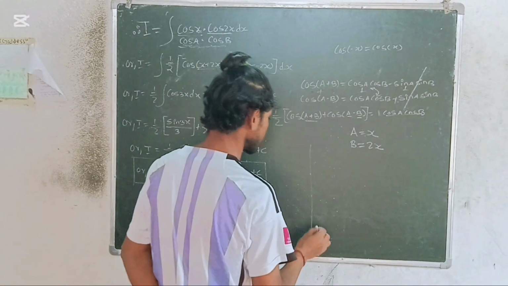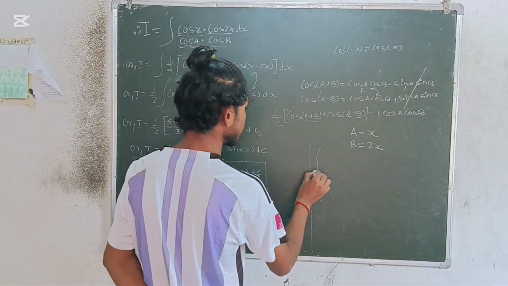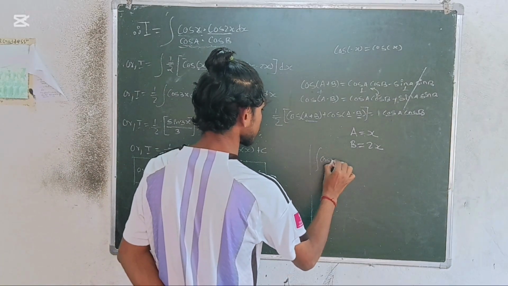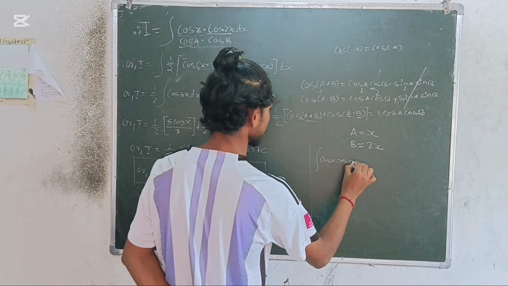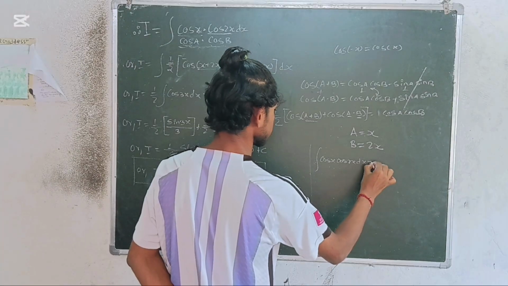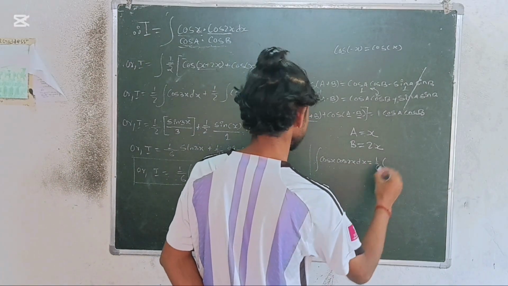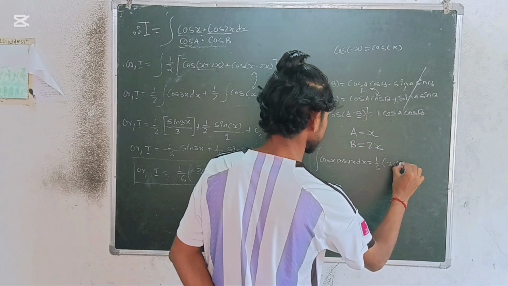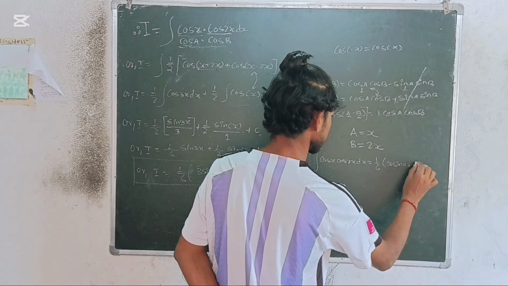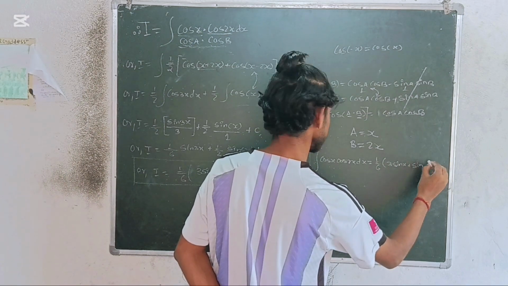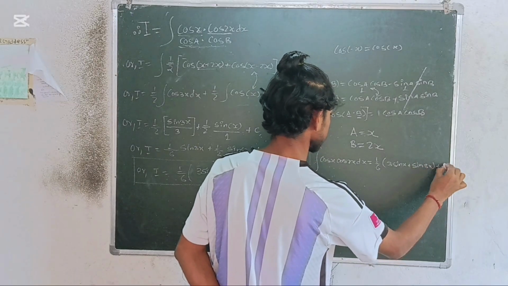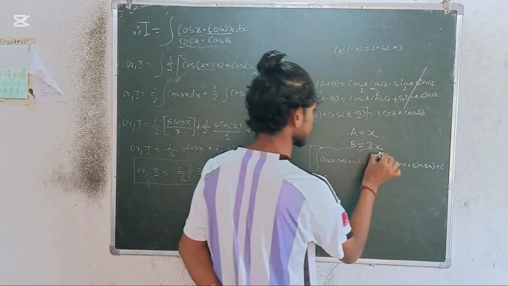You don't have to memorize it. Basically the integral of cosine of x times cosine of 2x dx is nothing but one over six times 3 sine of x plus sine of 3x, plus c.